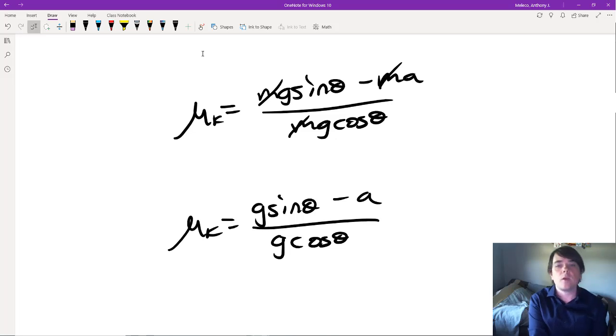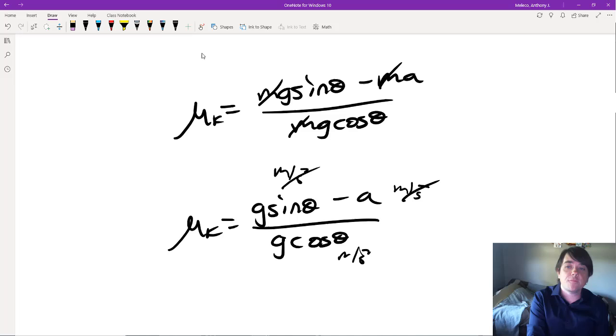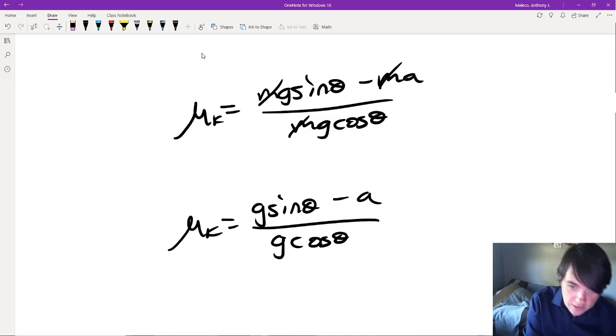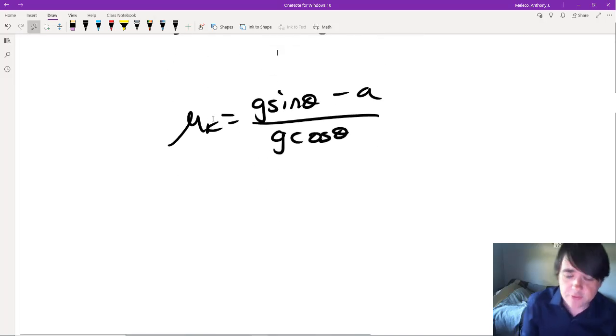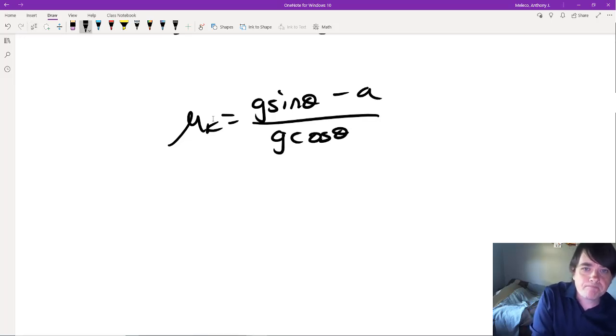So what we've got here is our units are all going to be in meters per second squared on top and meters per second squared on the bottom, right? And so our units will cancel, which is fine because friction is a unitless thing. It's also not a function of mass because we don't have air resistance. We could make this slightly easier, maybe do sine over cosine, call that tangent, and get rid of g. If you want to reduce this a little bit, but I think it's fine as is.